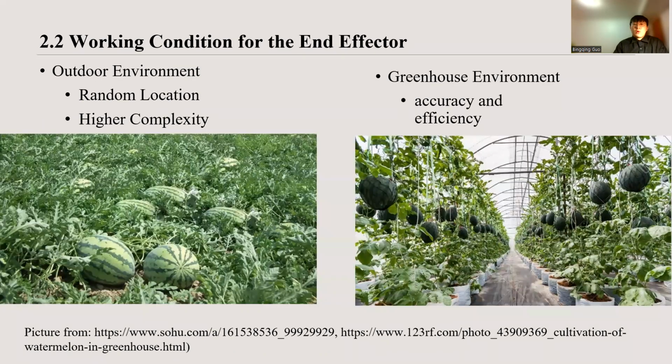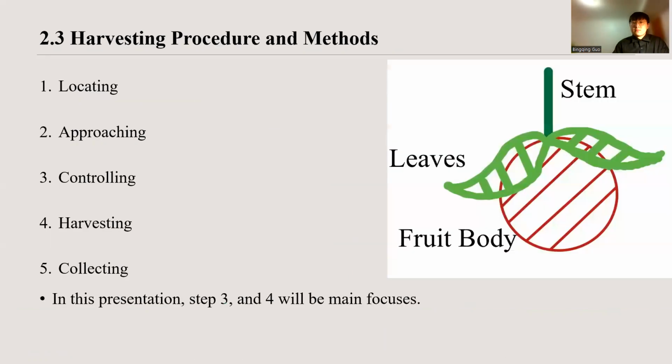A greenhouse working environment is ideal for robots because fruits growing there have more precise locations and less blocking from the stem and leaves. So the overall complexity decreases a lot compared to the outside environment shown on the left, which is kind of difficult for a robot to process.